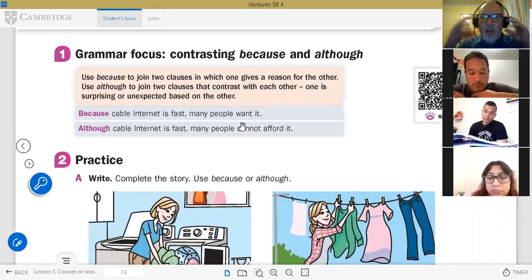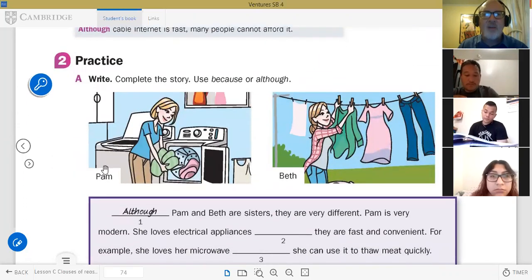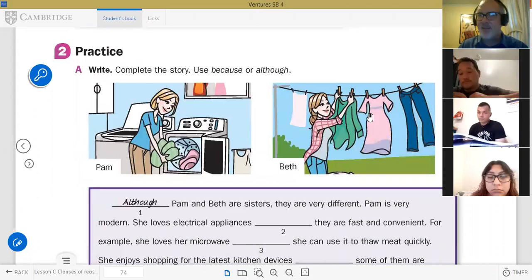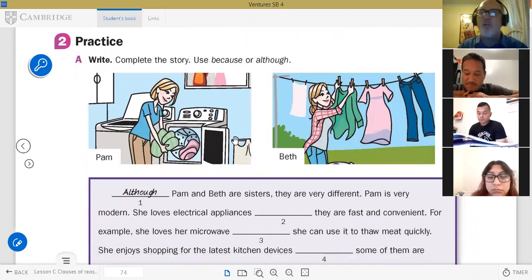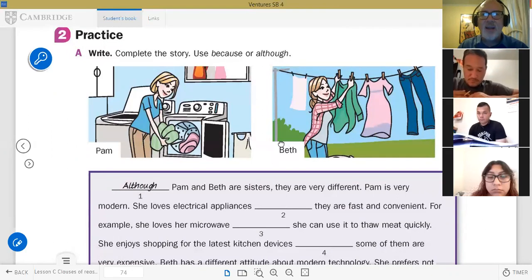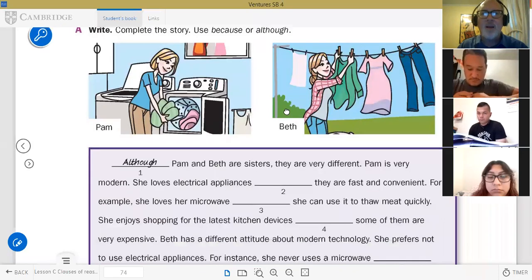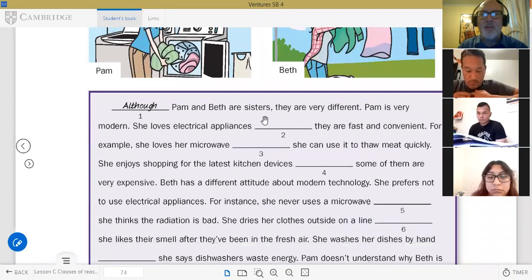So we have a story here between two sisters. This sister, Pam, she loves the modern things. And this other sister, Beth, she likes the traditional things. Pam is modern, Beth is traditional. So we're going to compare these two sisters with the two words because and although. It says here, although Pam and Beth are sisters, they are very different. Pam is very modern.